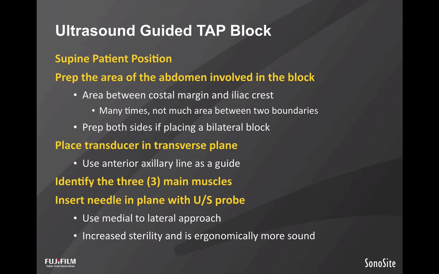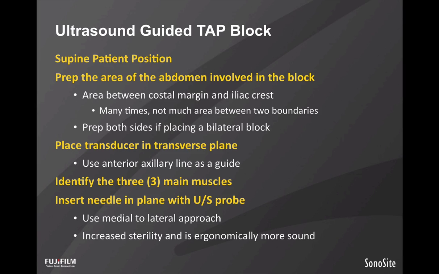The ultrasound-guided TAP block is then performed by placing your patient supine, prepping the area of the abdomen involved in the block. It may be unilateral or bilateral. And if it is bilateral, I suggest prepping all of the abdomen, not one side after the other. The specific area is the area between the costal margin and the iliac crest. And you want to, as I mentioned, prep both sides if doing a bilateral block. Place the transducer in the transverse plane and use the anterior axillary line as a guide.